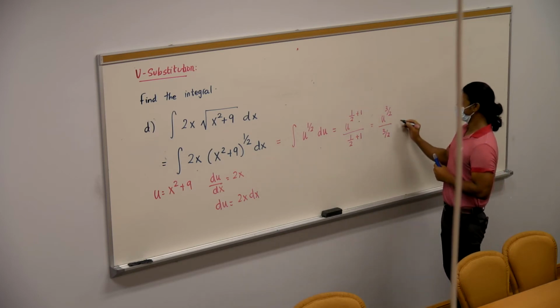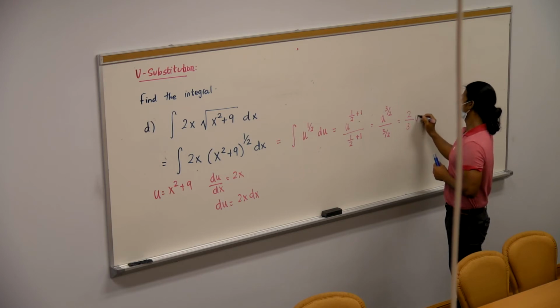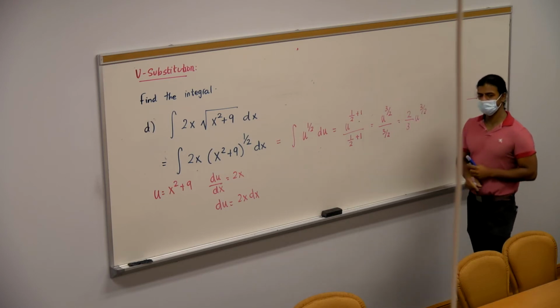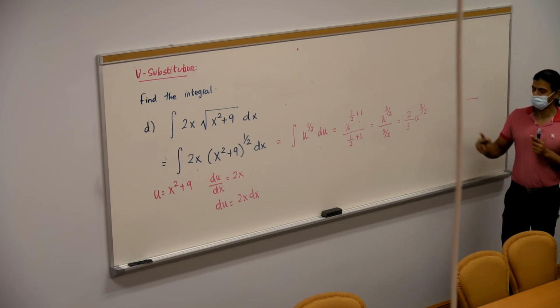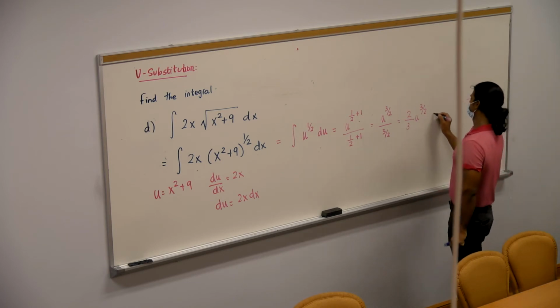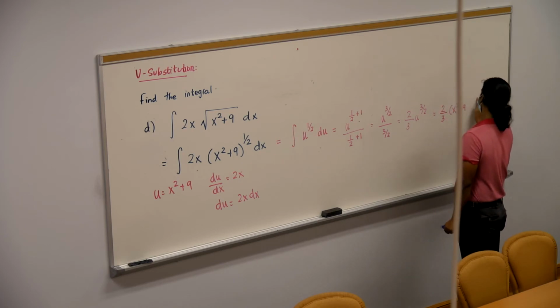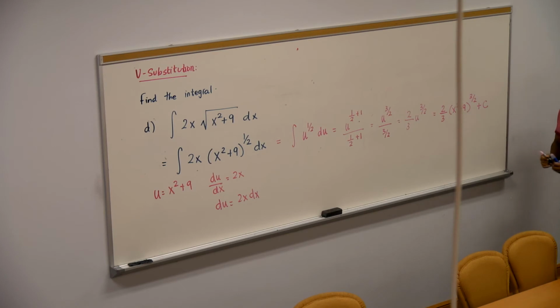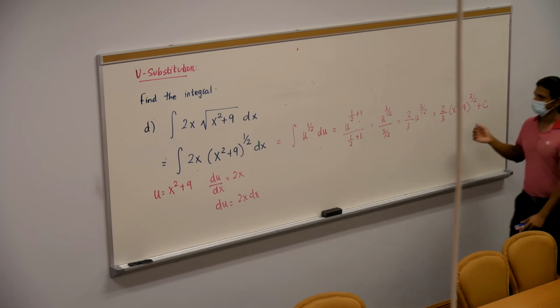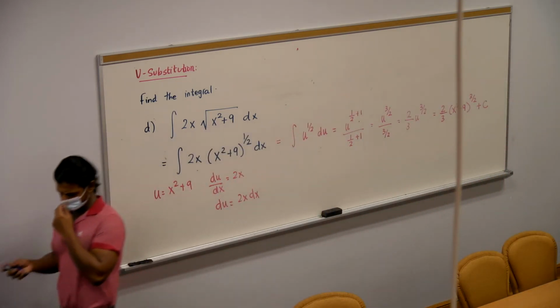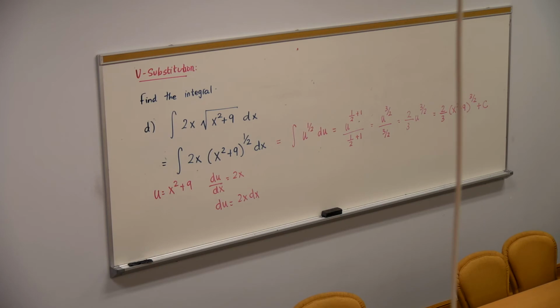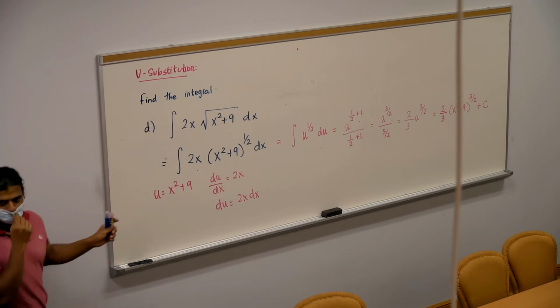And you could flip and multiply. You would have 2 over 3, u raised to 3 over 2. Are we done yet? No. You've got to replace u by the x squared term, and throw in the constant at the very last step. Does that make sense? Good.